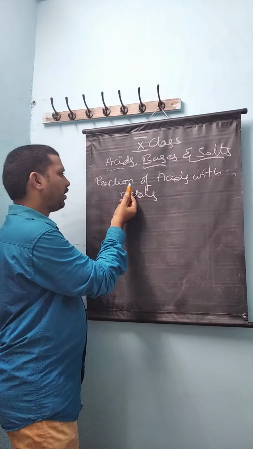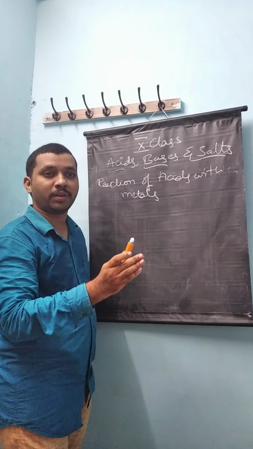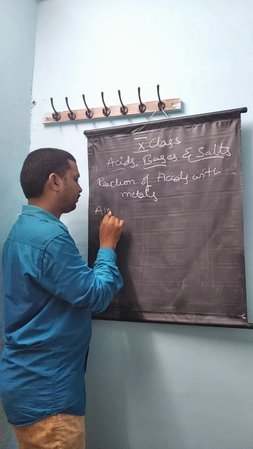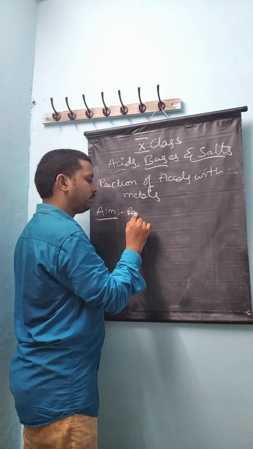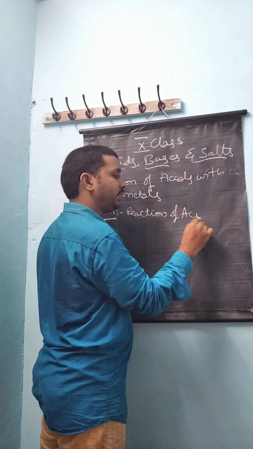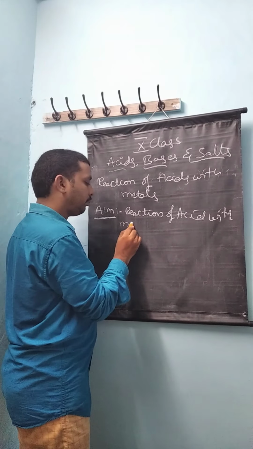In order to perform a reaction, we require some apparatus and we have to perform an activity. So, our aim: reaction of acid with metals.